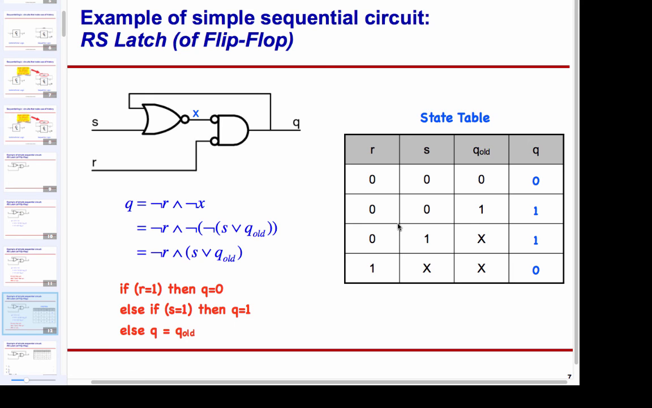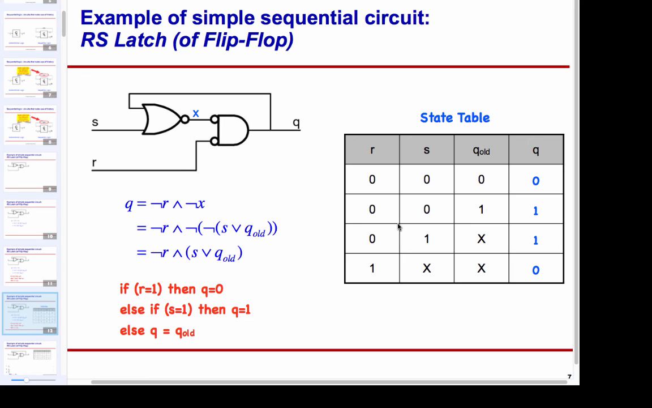In terms of kind of a pseudo code, you can think of it: if R is 1, then Q is 0, else if S is 1, then Q is 1, else Q is Q old. And this little thing, we are not yet at a D flip-flop, but this little circuit is now beginning to move us towards remembering stuff. Okay, suddenly the output depends upon the past.